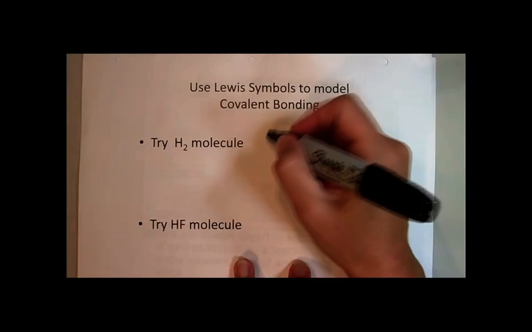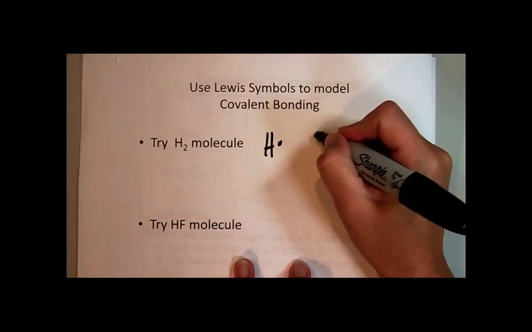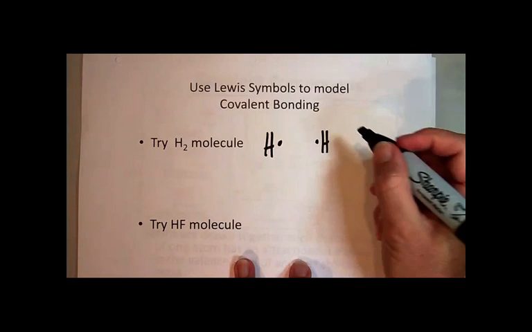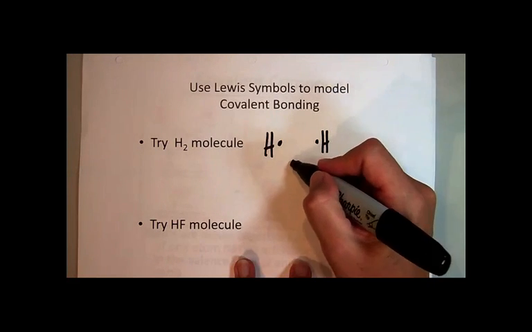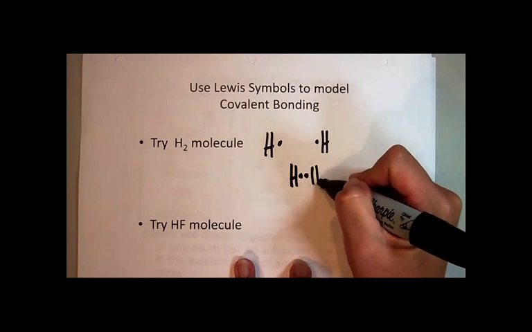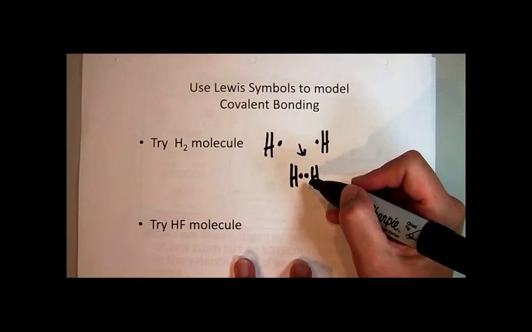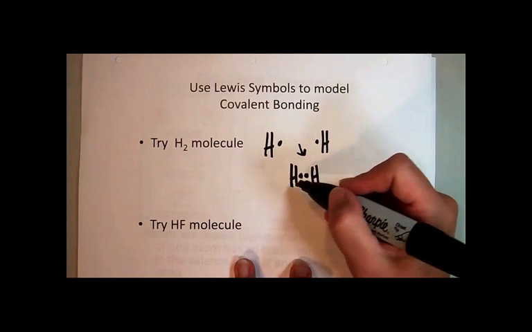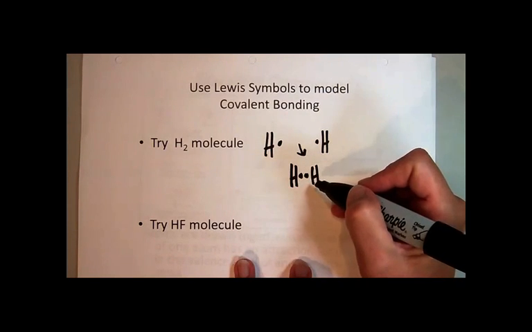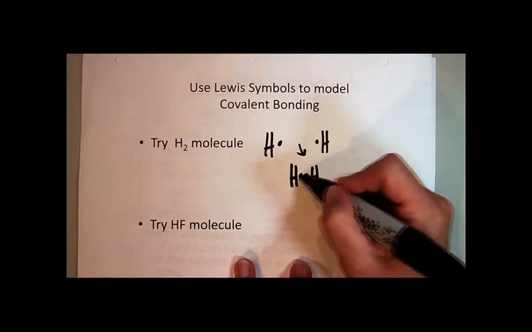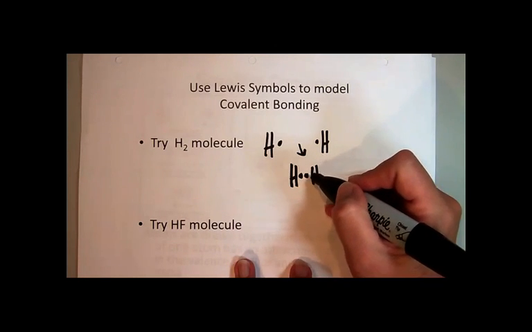So for hydrogen, if we use the Lewis symbol, there's one atom and here's another atom of hydrogen. They're going to come together in space, and you're going to end up with these two electrons near each other between these two atoms. And so a covalent bond is a shared pair of electrons. These two electrons are shared between these two hydrogen atoms, all right?